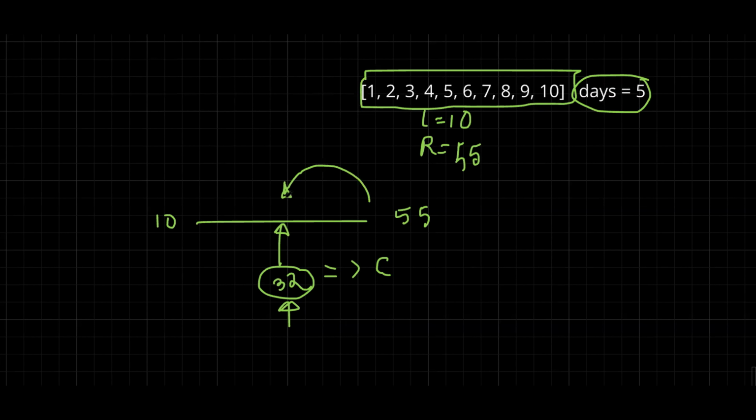So here the right pointer should be shifted to mid minus 1. Otherwise, we have to shift the left pointer to mid plus 1. That means if our capacity is too low, we have to increase the capacity. So to increase the capacity, we have to look for the capacity in the upper range. That's why we shift the left pointer to mid plus 1. I hope you understood the algorithm. Now let's move on to the code.